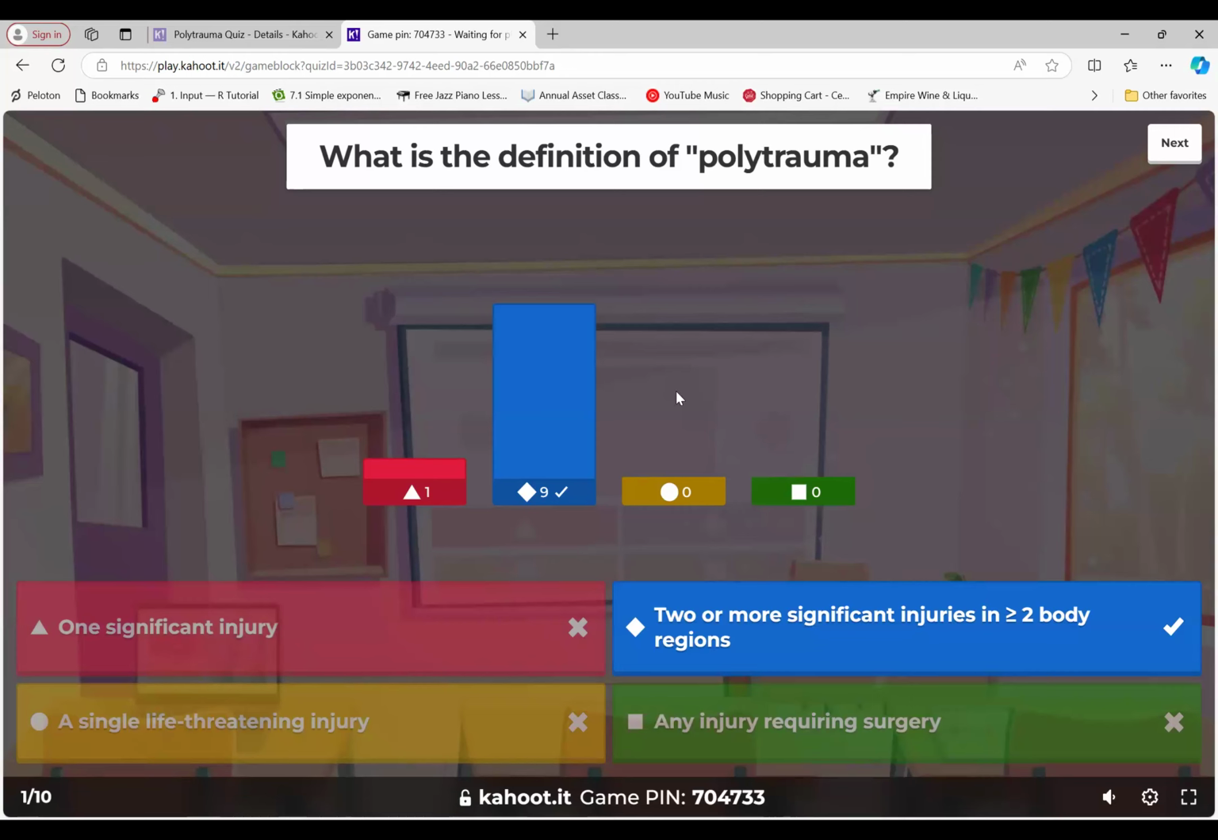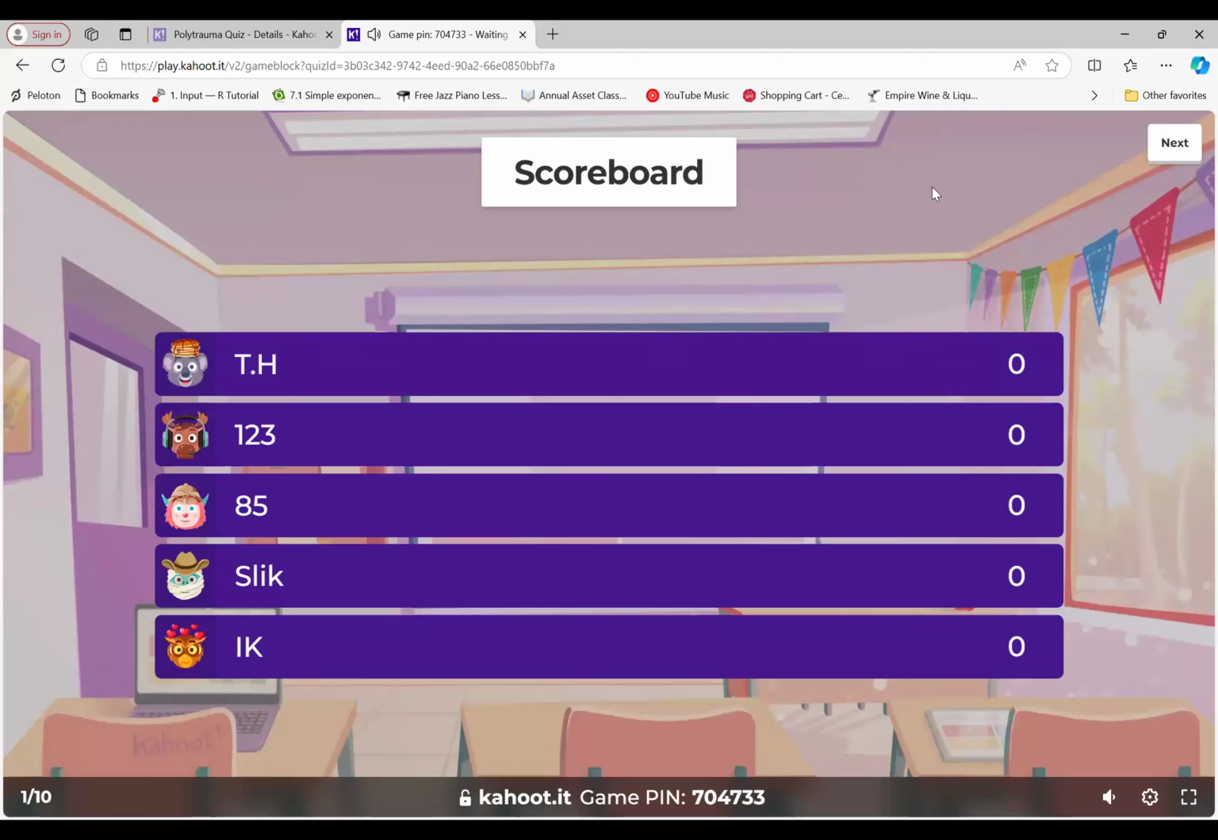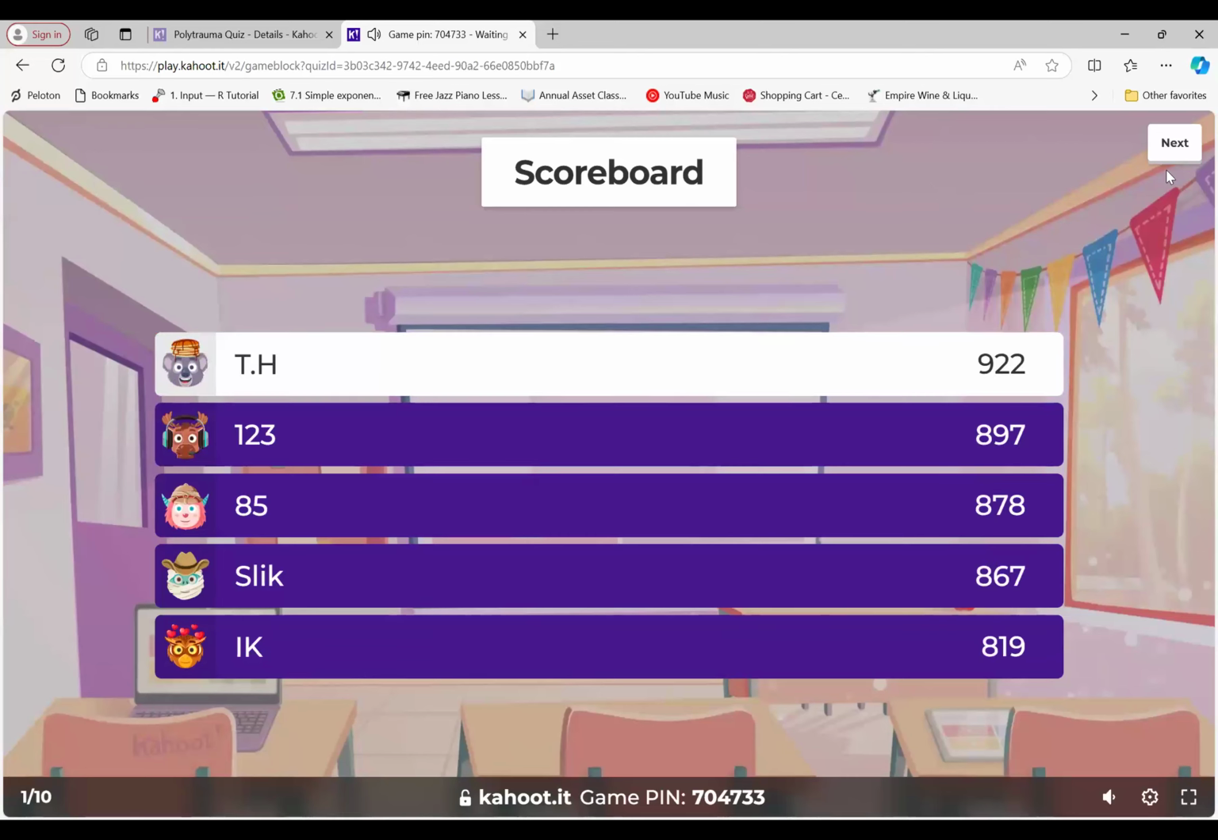So Olivia, normally you moderate by reading the correct answer and just commenting on positions. All right. Okay. So definition of polytrauma. The blues have it. So it's two or more significant injuries in greater than two body regions, and 9 of us got it. Great. Amazing. We can see the scoreboard.